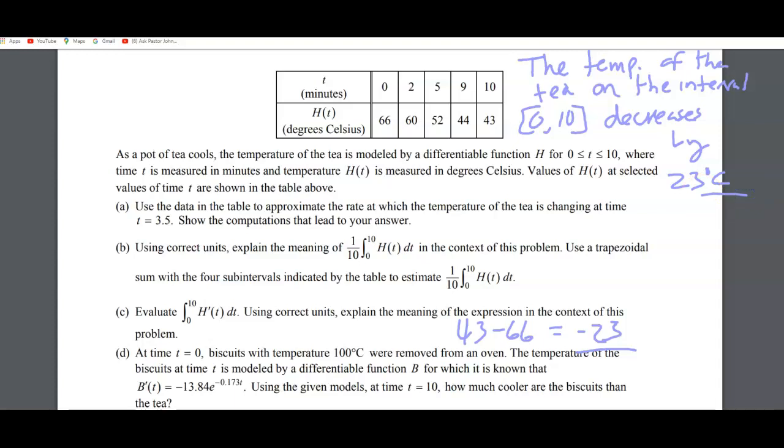and that'll do it. So here's our input units, 0 to 10 minutes, because we could actually write minutes here. Here's our output units, and then the context is about the temperature decreasing. And the reason I say it's decreasing is because our answer is negative. So there you have it.